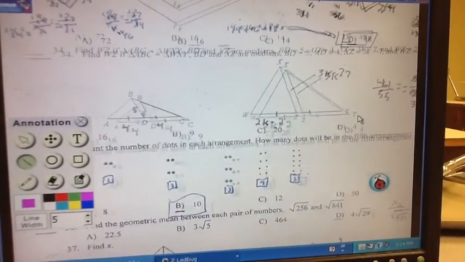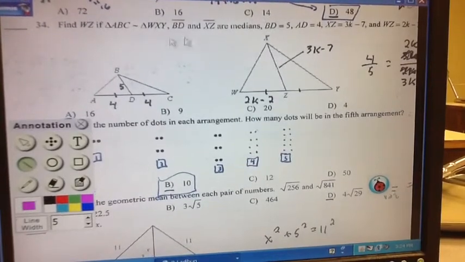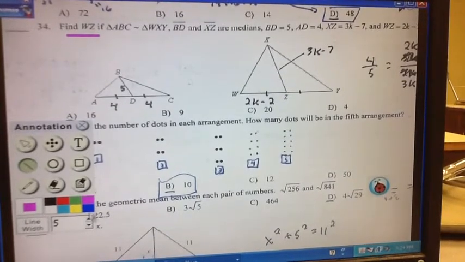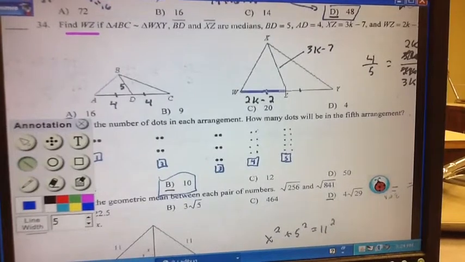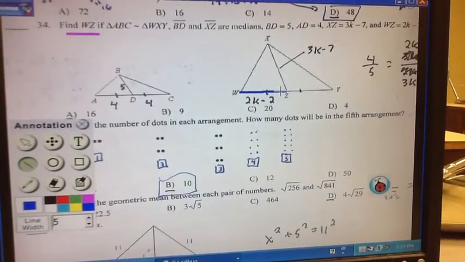Alright, moving on to number 34. 34 says a bunch of mumbo jumbo. The big thing we need to key on is finding WZ. Where is WZ? That's here. Okay, this is what we're told. We're told 2k minus 2 is from W to Z.